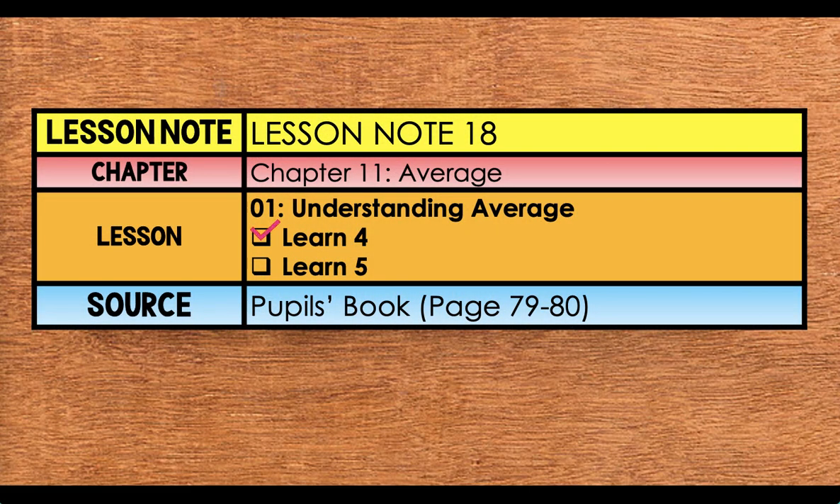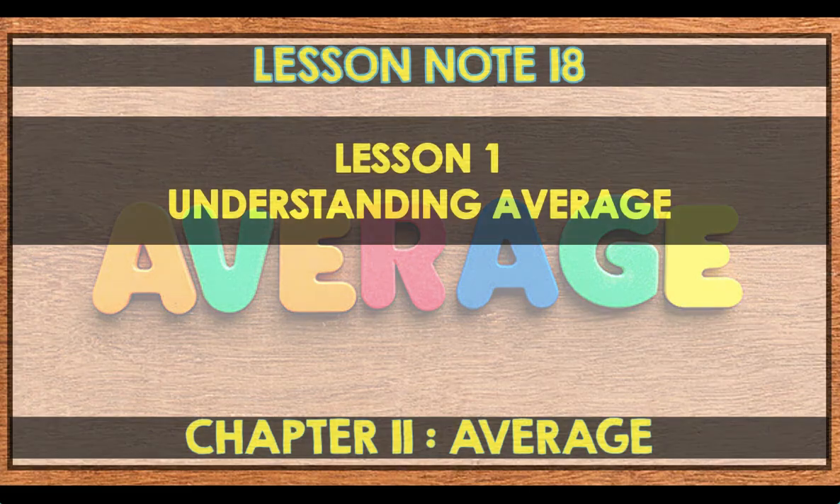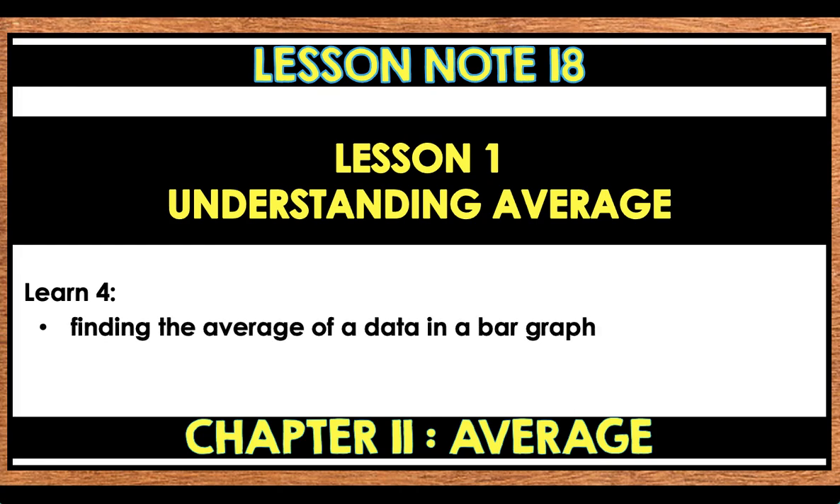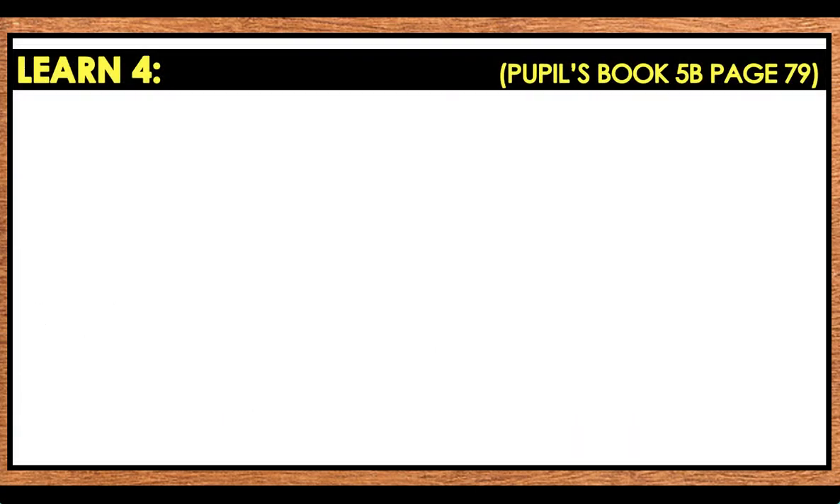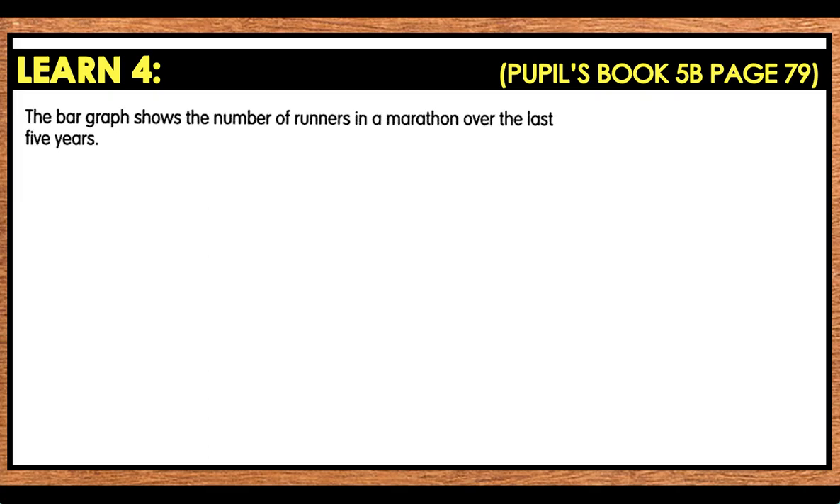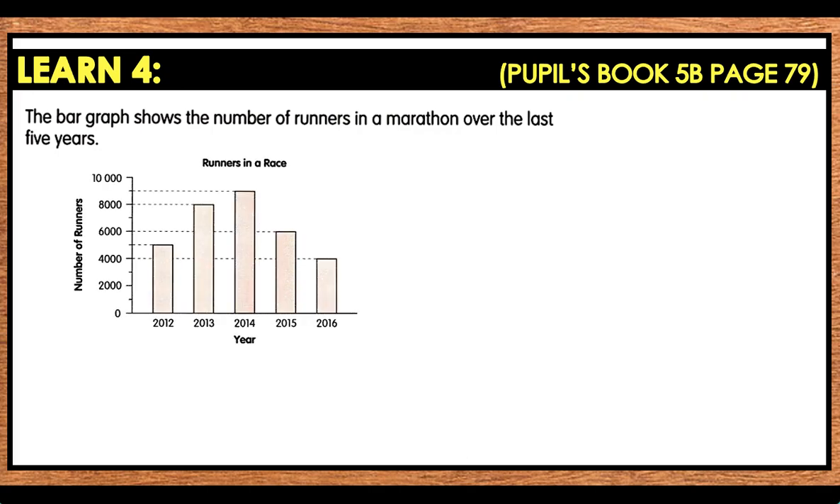Let's begin with Learn 4. Learn 4 is all about finding the average of data in a bar graph. Let's look at this example taken from page 79. The bar graph shows the number of runners in a marathon over the last 5 years. What was the average number of runners over the last 5 years?